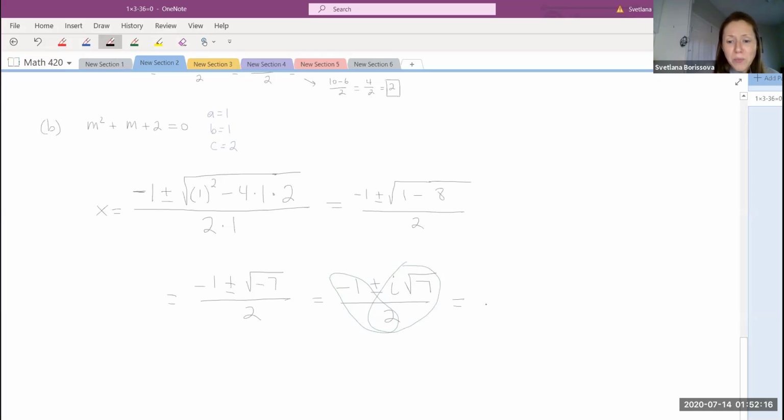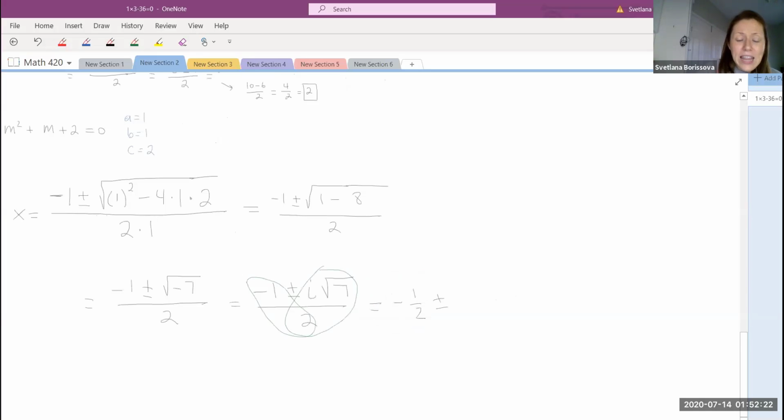So the real part will be negative 1/2. And then I'll keep this as plus and minus. And now the second part, the imaginary part, is i square root of 7 over 2. It's good to always put things in front of the square root, variables, numbers, or i, so that it doesn't look like it accidentally gets inside the square root. So here it's clear that it's outside. Like that. And that's the answer.